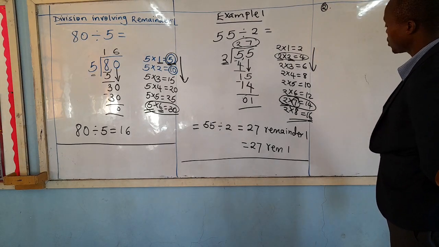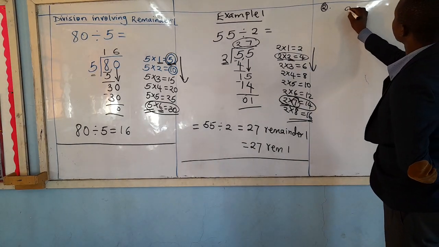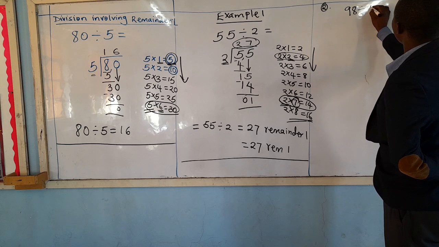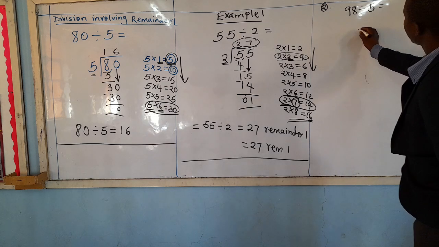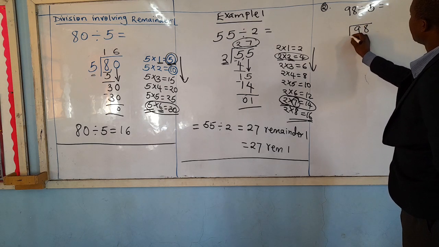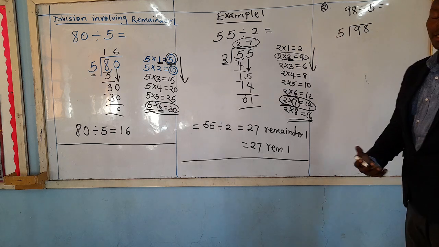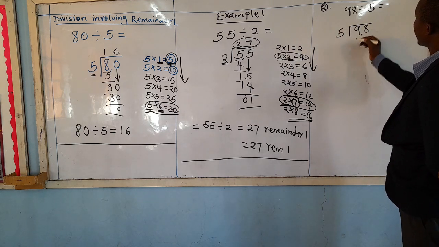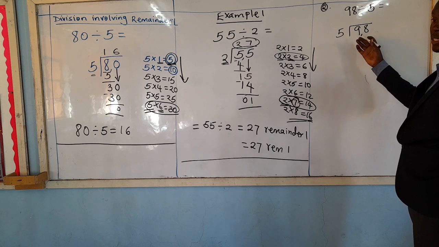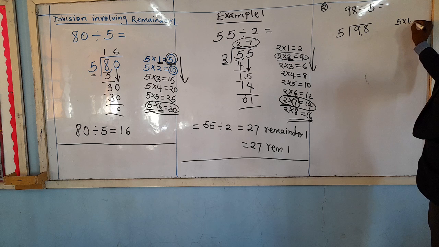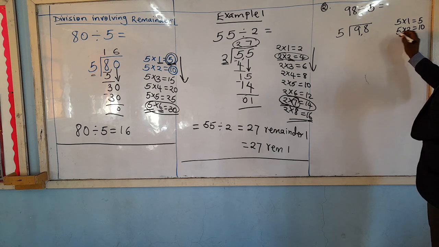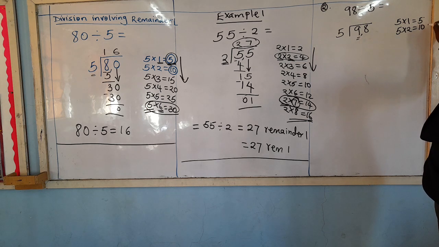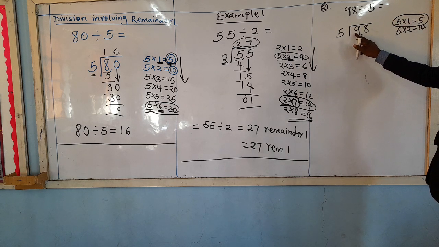We can have now our example 2. So we can have a question like this one, for example. We do the same. 98 divided by 5. Ask yourself, consider 9. Can 5 go into 9? Let's see. 5 times 1 equals 5. 5 times 2 equals 10. And we are looking for 9. So between 5 and 10, we will choose 5 because it is the one that is smaller than 9.